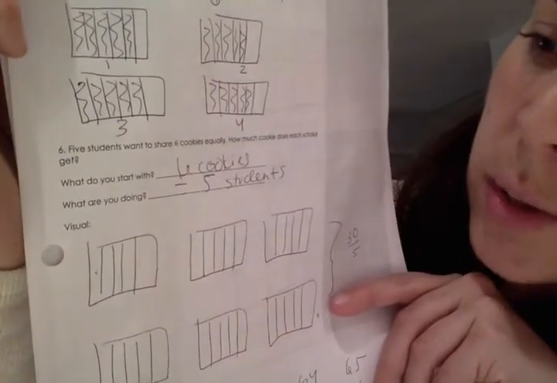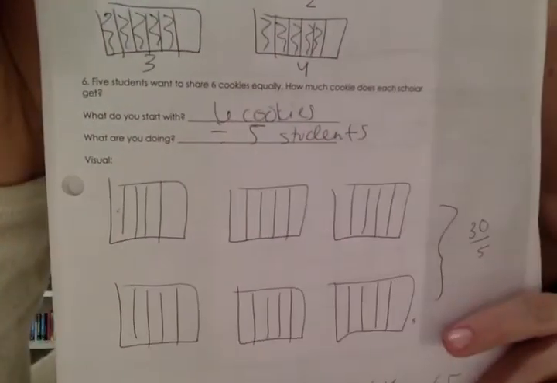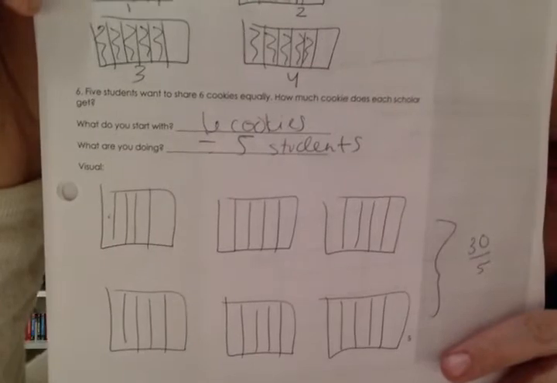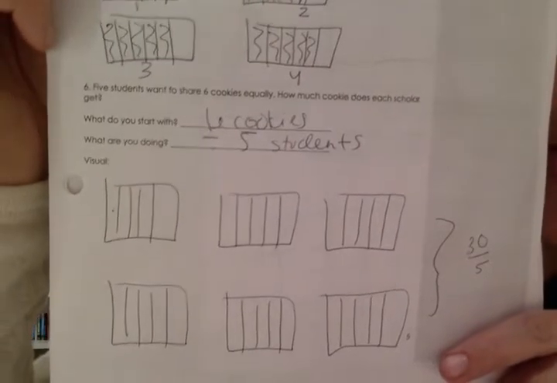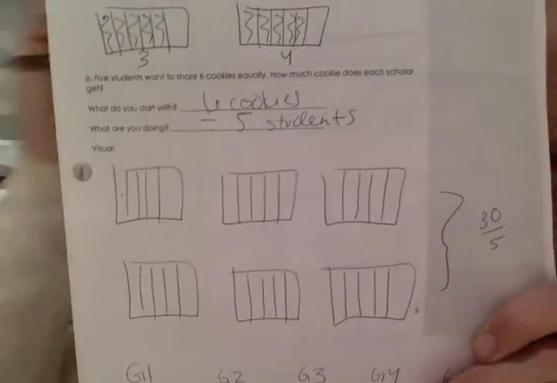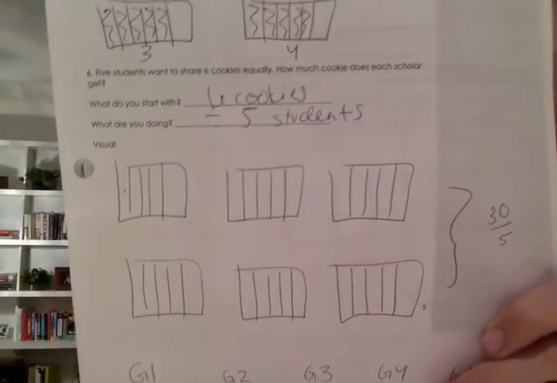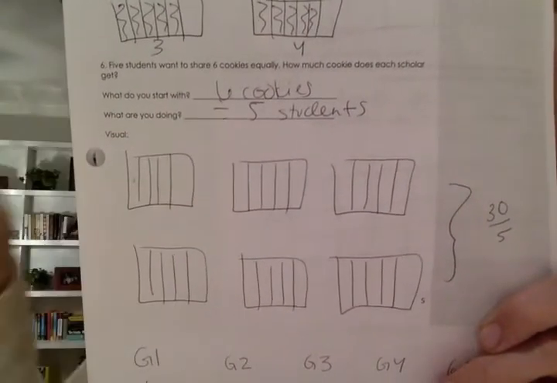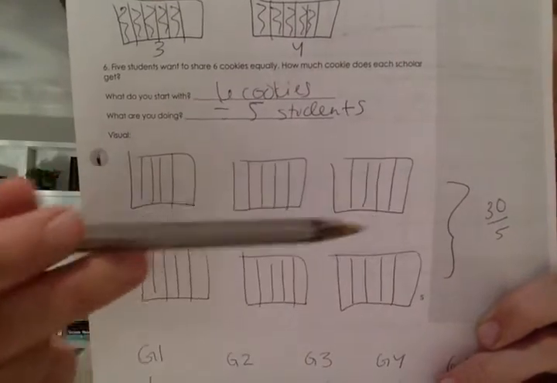The next one. 5 students want to share 6 cookies equally. How much cookie will each student get? We start with 6 cookies, and then we're going to divide it into 5 groups to share with the 5 students. So I started by drawing just 6 open boxes.